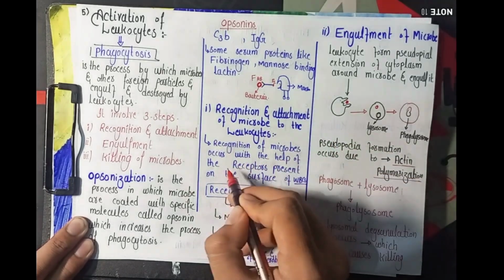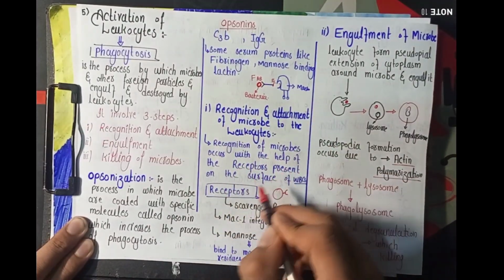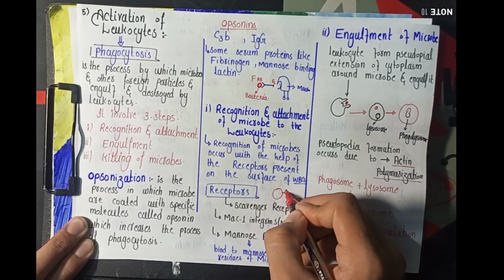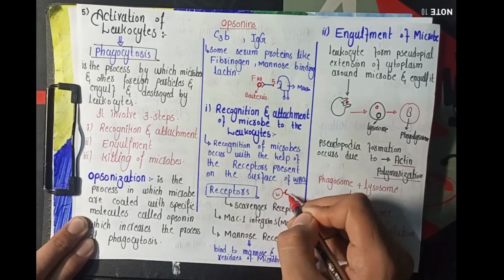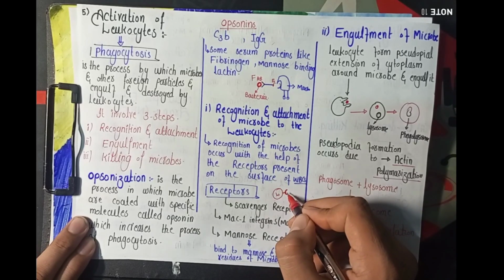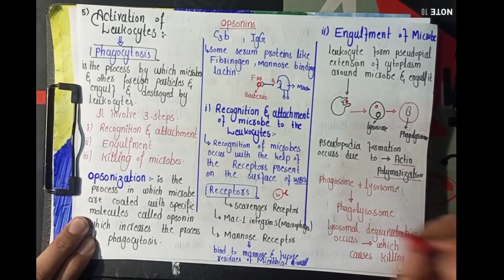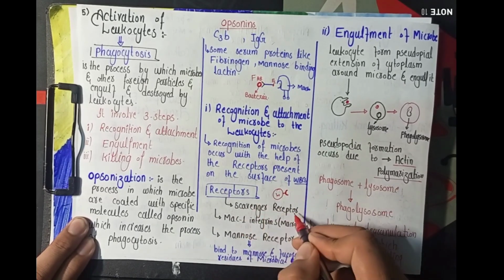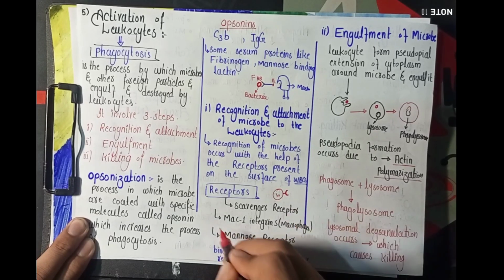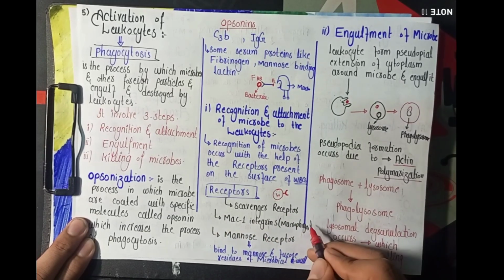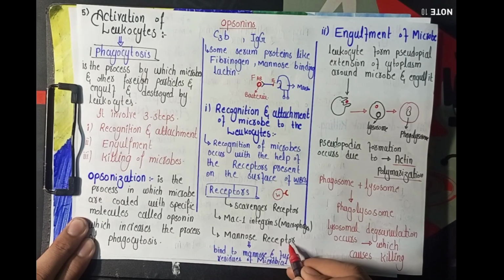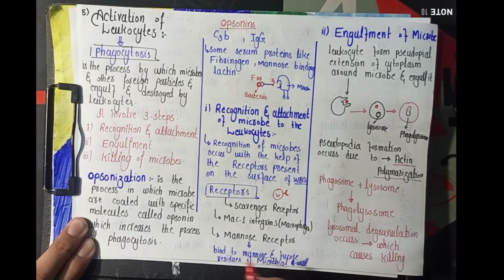So the recognition of the microbe occurs with the help of certain specific receptors that are present on the surface of the leukocyte. These receptors, which recognize the foreign particle, include the scavenger receptor, MAC-1 integrin receptors present on the surface of the macrophages, and the mannose receptors, which bind to the mannose and fucose residues of the microbial wall.